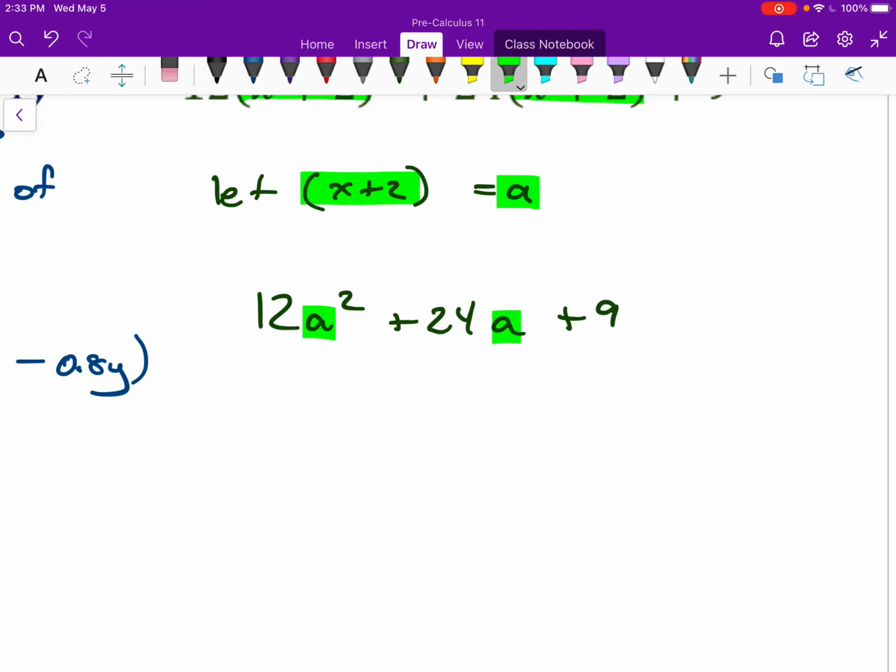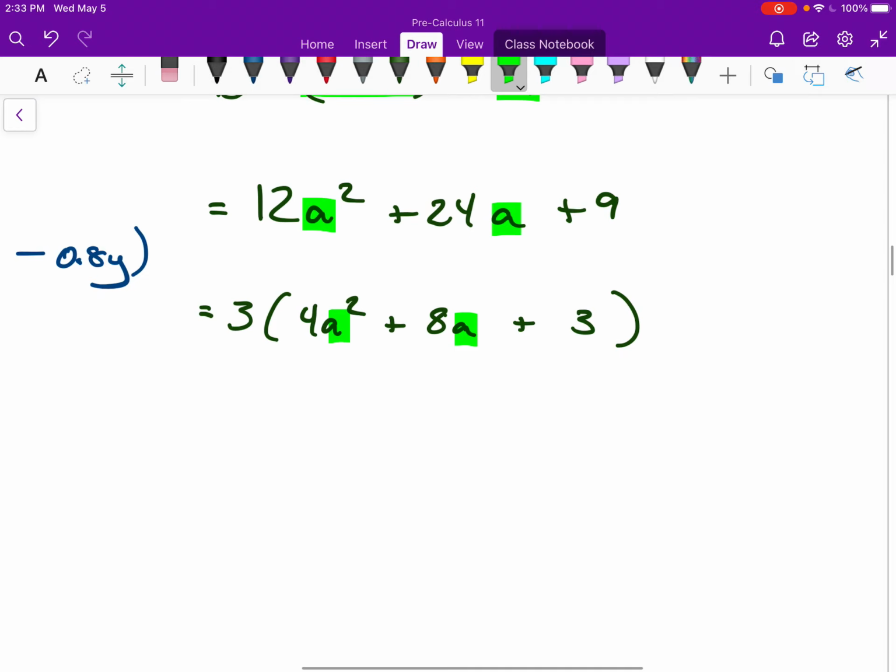So how would you factor this? The first thing I'd always check for is the greatest common factor. And the greatest common factor of these 3 terms, there is one, is 3. Take out a factor of 3, you have 4a squared plus 8a plus 3. Now, can I factor this more? Probably. Find 2 numbers that multiply to 12 and add to positive 8. If there are such numbers, we can factor it. It'll take a few steps.